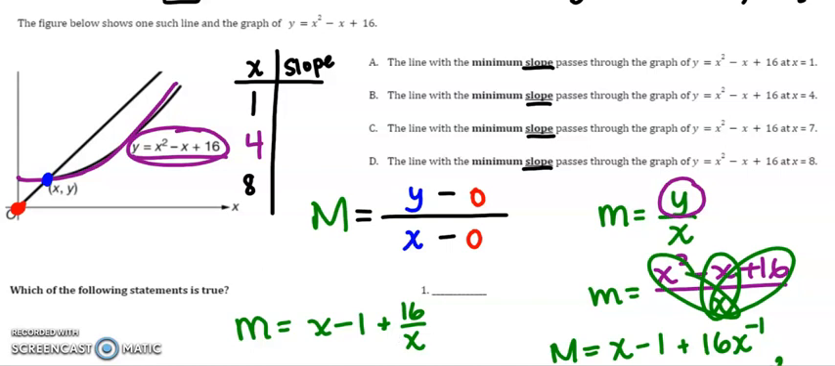So when I sub 1 into there, 1 minus 1 is 0, plus 16 over 1 is 16. When I substitute 4 in, I get 4 minus 1, which is 3, plus 16 over 4, which is 4. 3 plus 4 is 7. When I sub 8 in, I get 8 minus 1 is 7, plus 16 over 8, which is 2. 7 plus 2 is 9. So from there, I doubly confirmed that this critical number, even when it's compared with its endpoints, ends up being where the minimum slope exists.